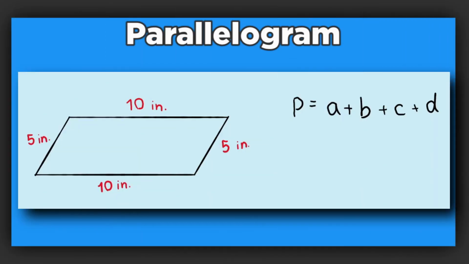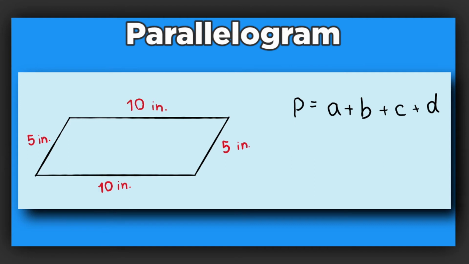Now let's see how we can find the perimeter. To find the perimeter, we need to use the formula perimeter is equal to side A plus side B plus side C plus side D. So we have to add all the sides. We have to add 10, 5, 10 and 5 together. When we add these numbers together, we will get a total of 30. So our perimeter will be 30 inches.